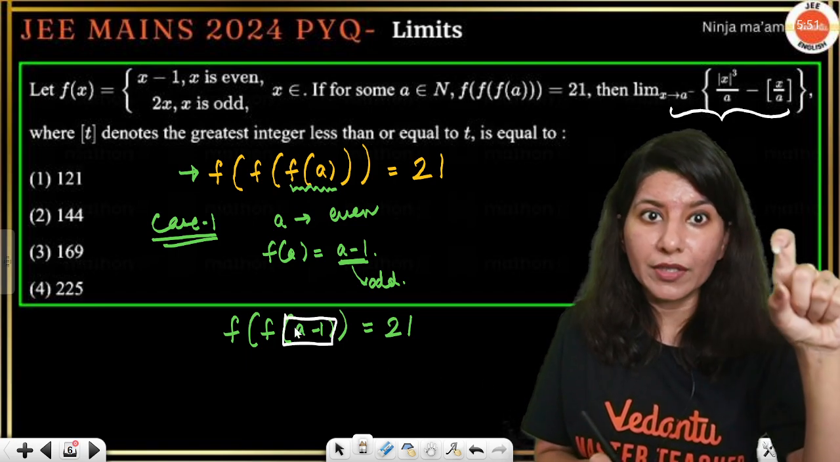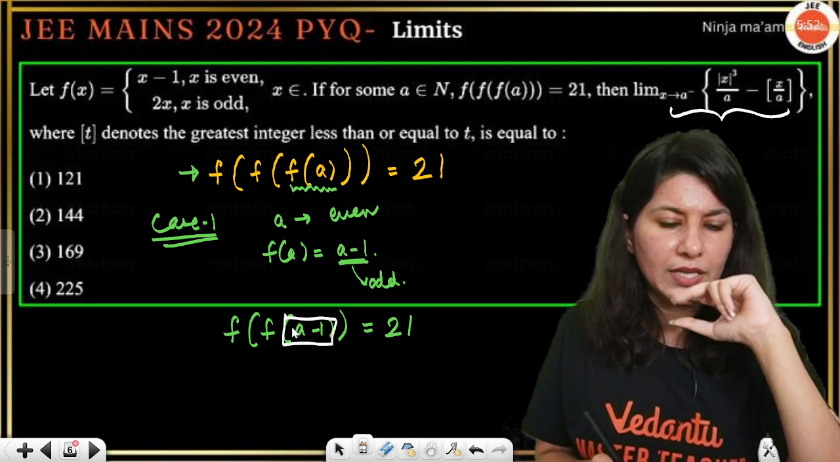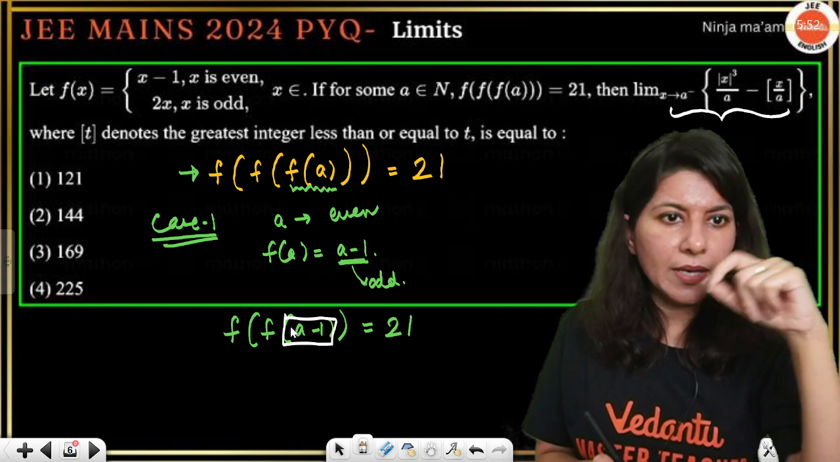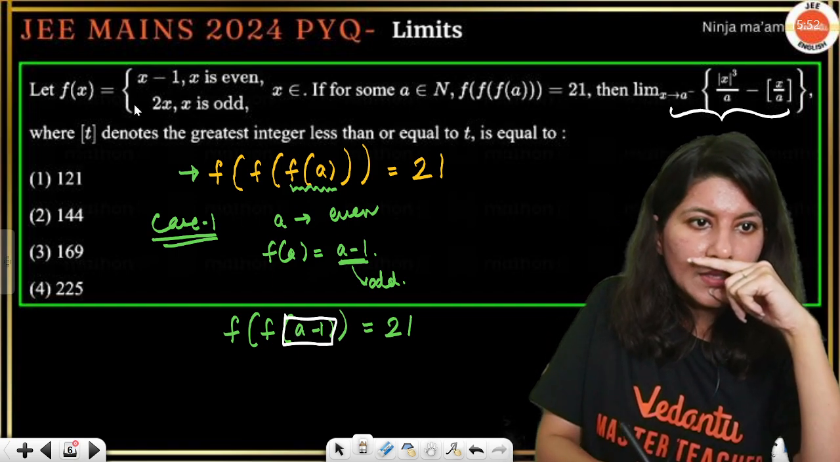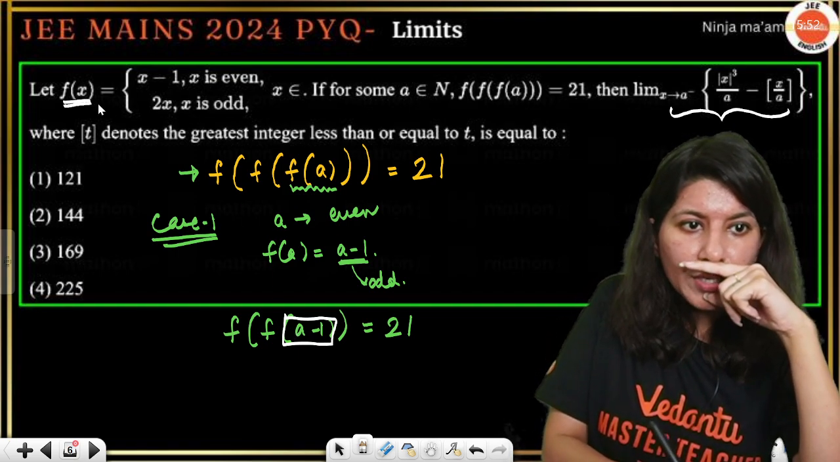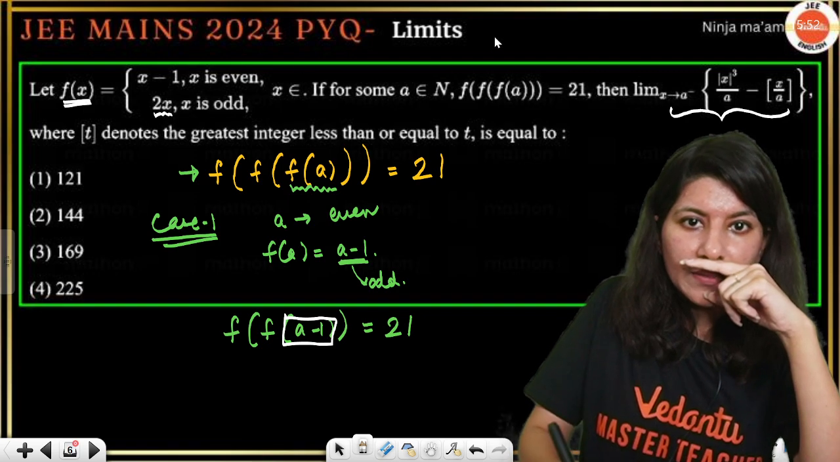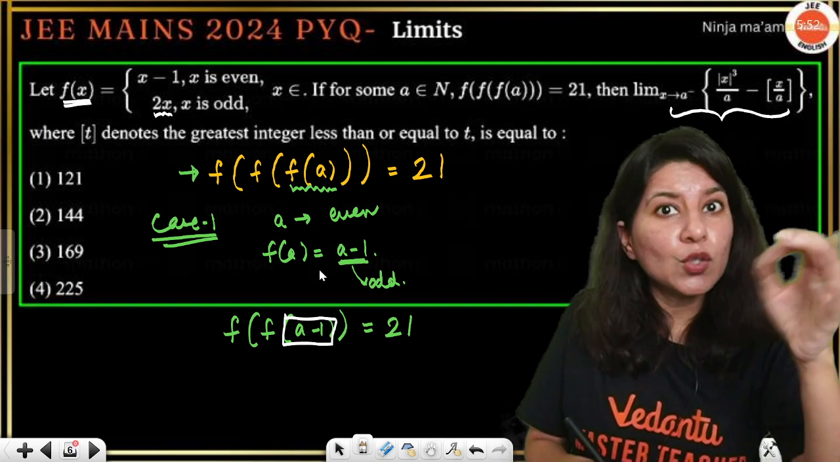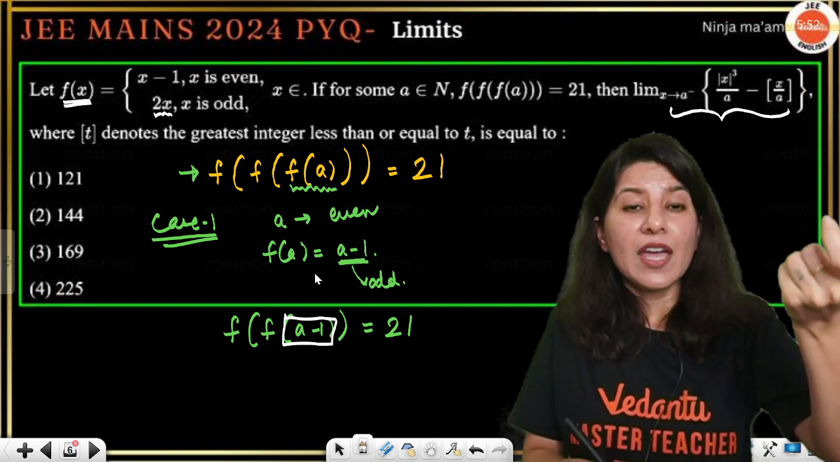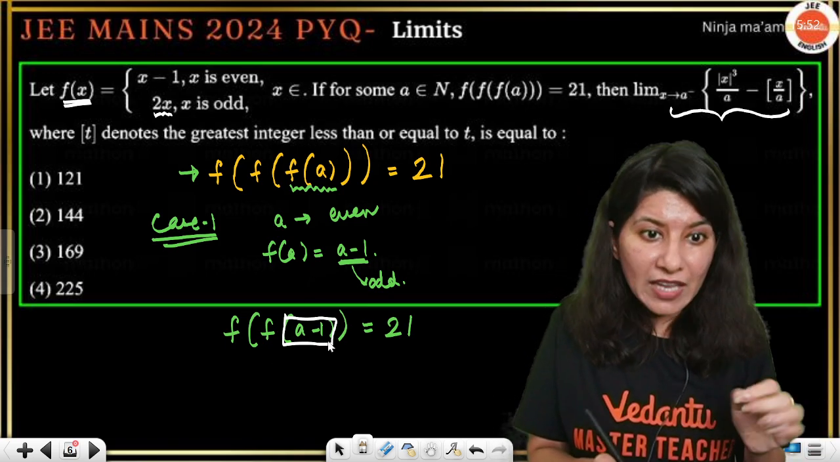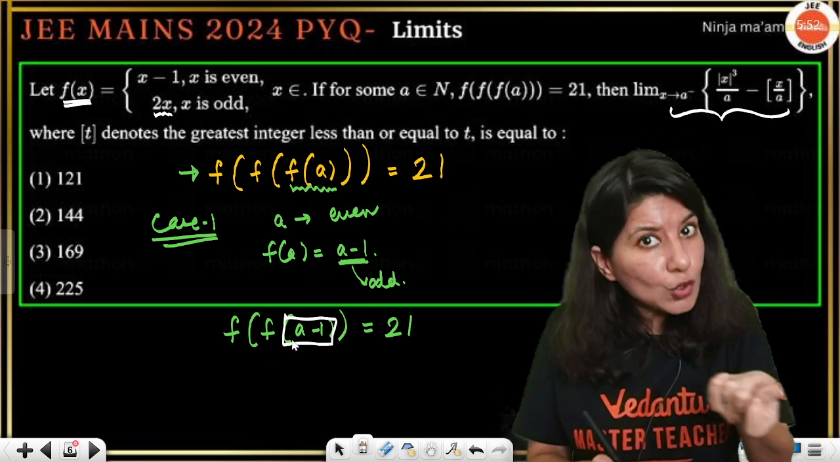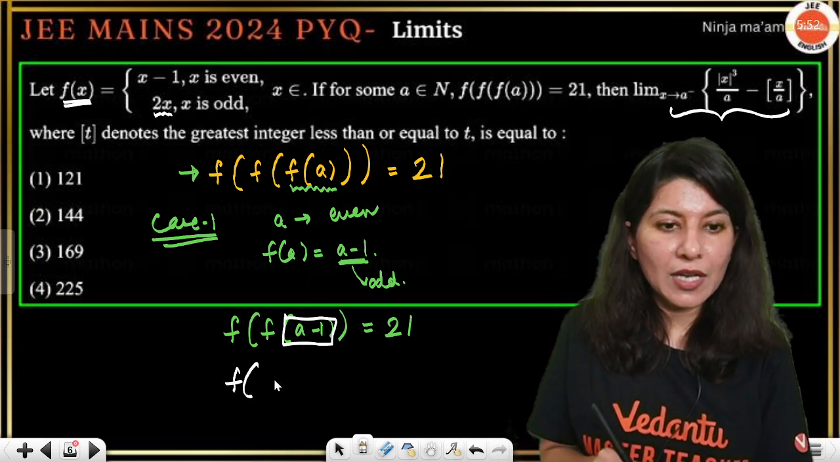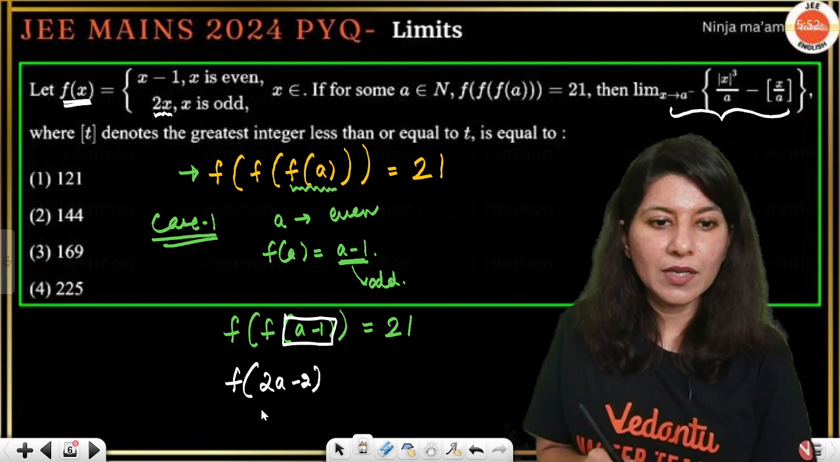F of an odd number, if your x is odd, right? If your x is odd, you will get 2x as your answer. So if a minus 1 is an odd number, twice of that quantity will be your answer. So 2a minus 2 will be your answer.